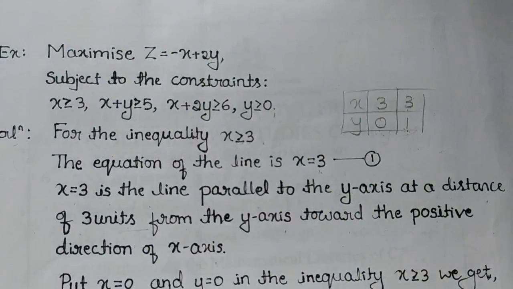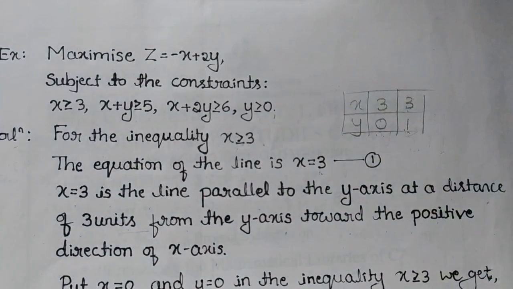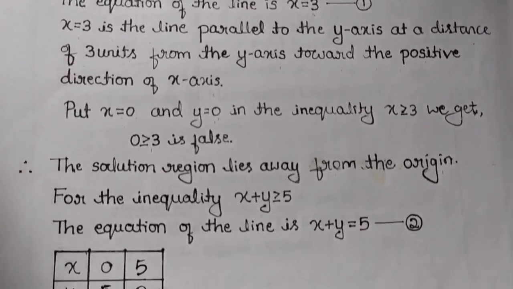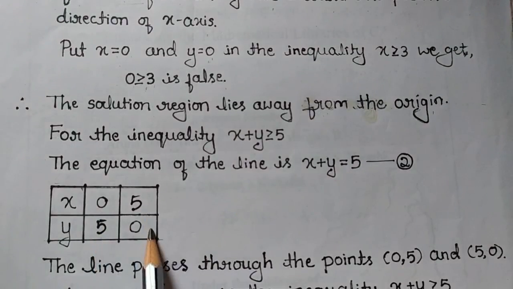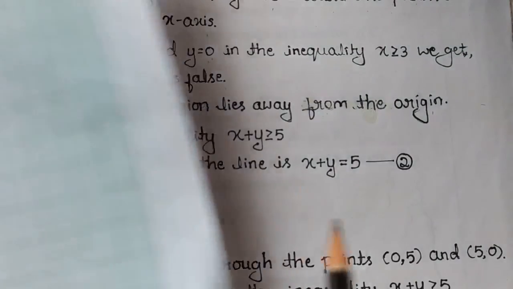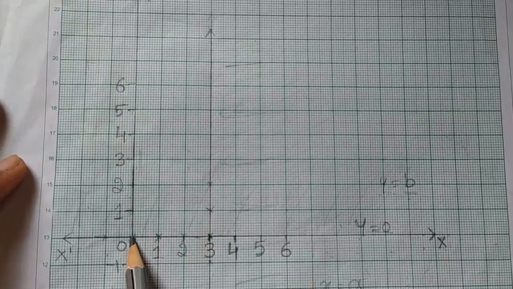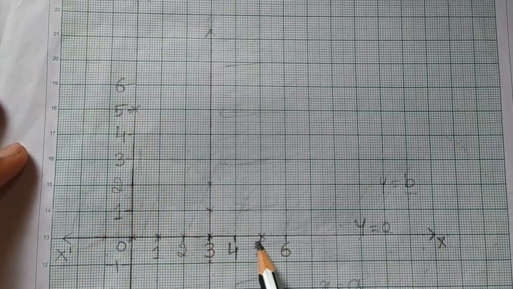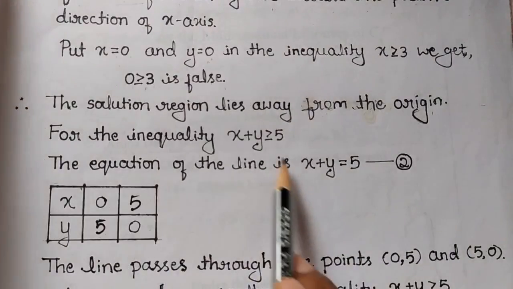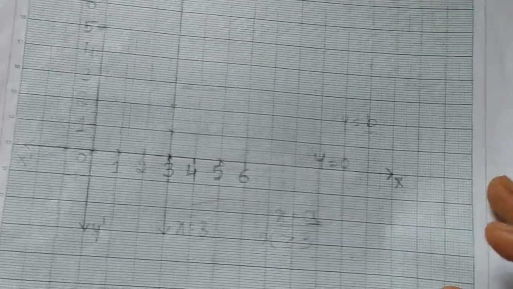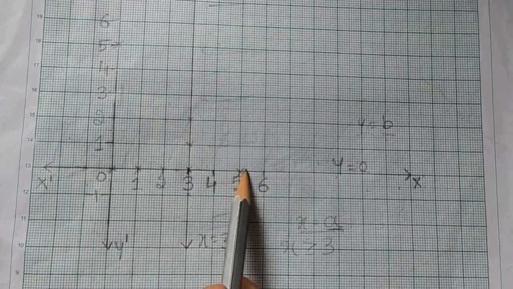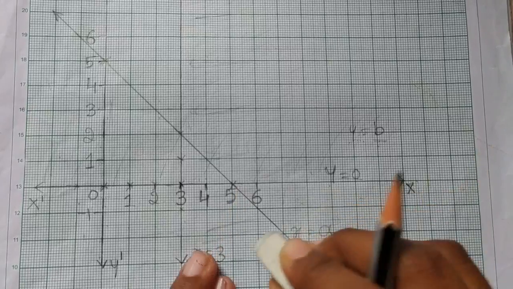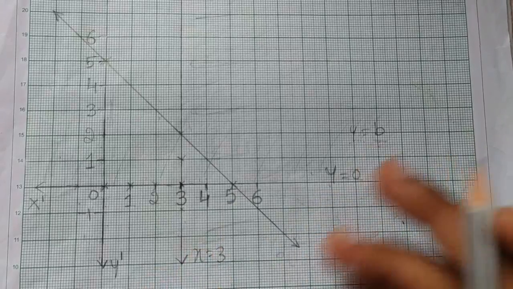So now I have to draw the graph. I have already drawn the graph of first inequality. Now for the second inequality, the points on the line are 0, 5 and 5, 0. The inequality contains the equality sign also. So I draw a solid line passing through these points. I'll draw the line. This is the line. Now I'll rub this and write the equation of this line.